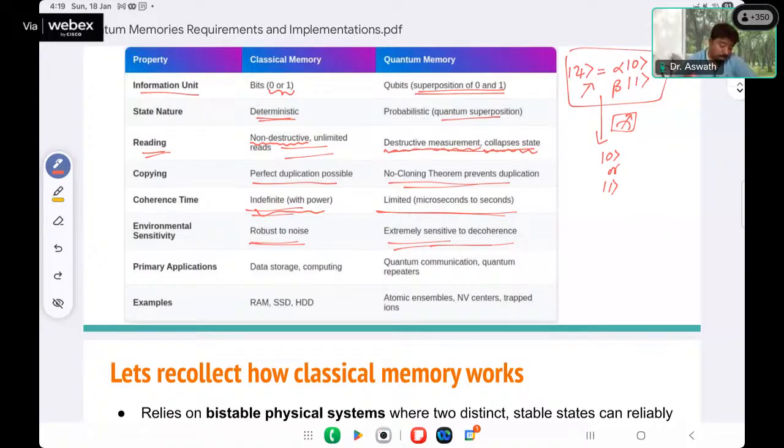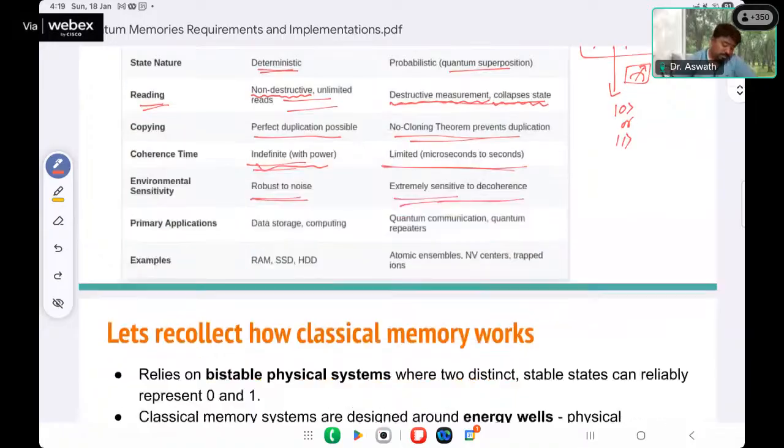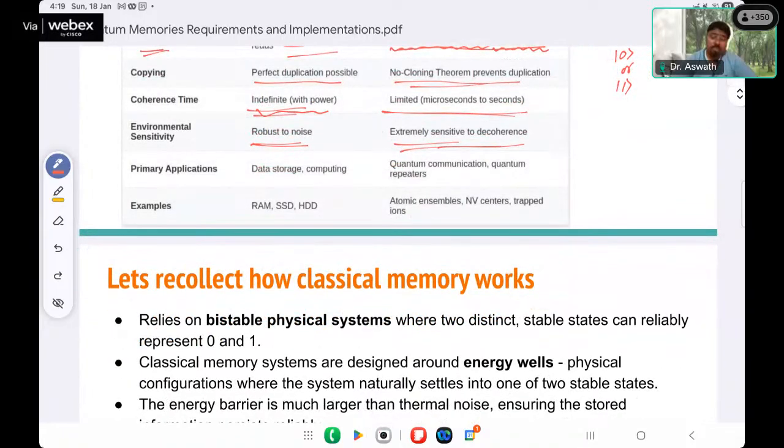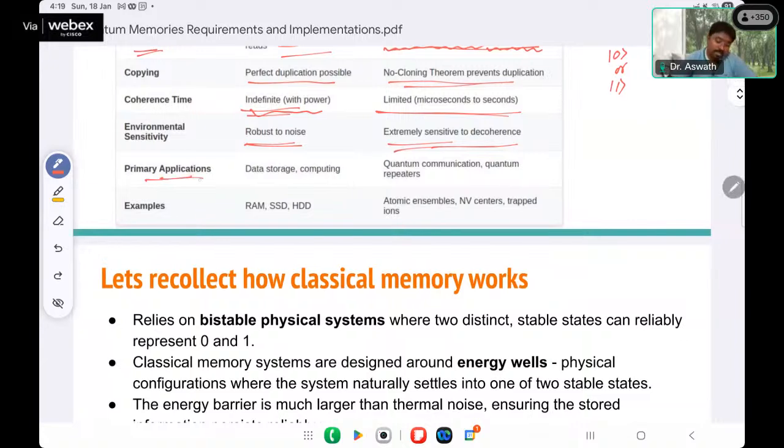Okay, so the primary applications you see here: data storage and computing are done in classical computing. Lakshmanaran Sinergy is asking that in this primary application, quantum communication and quantum repeaters are mentioned, so why is there no computing? Yes, there is computing.